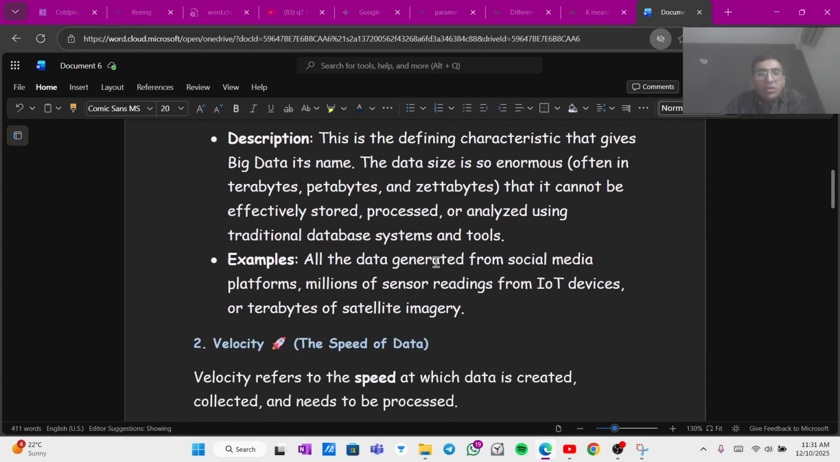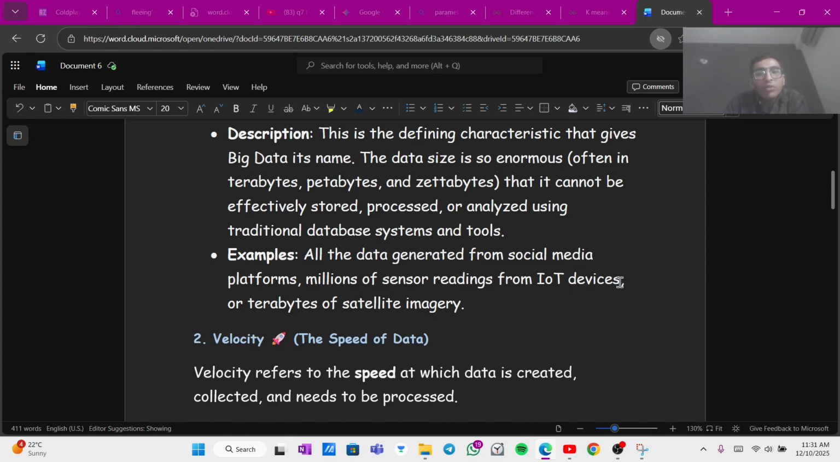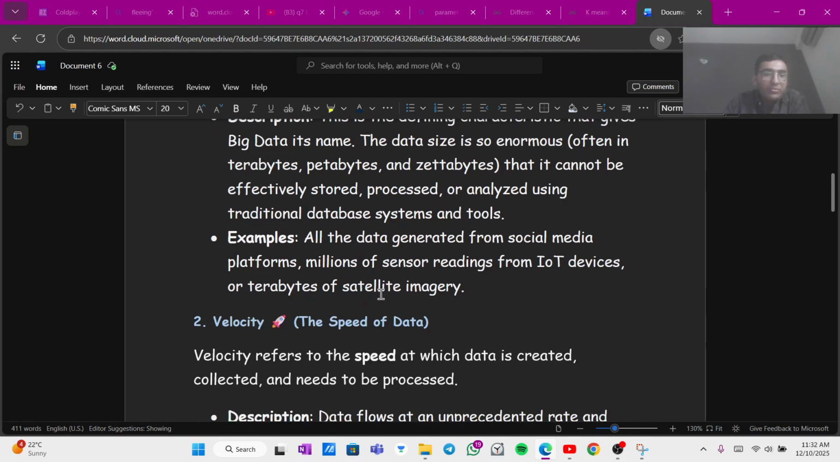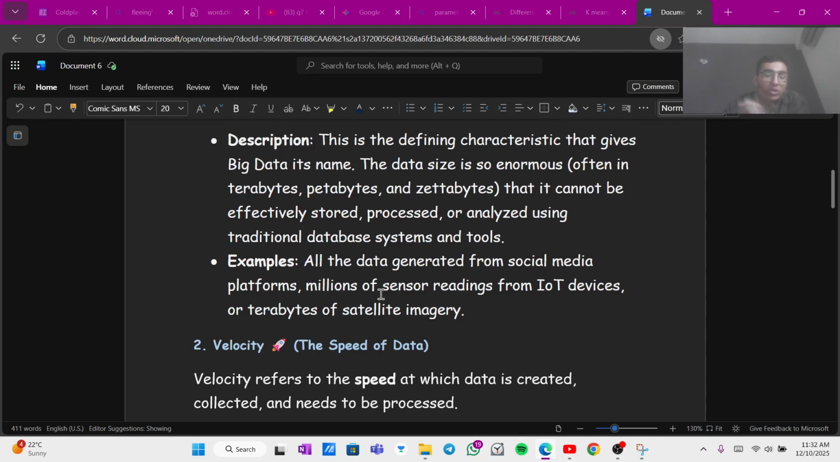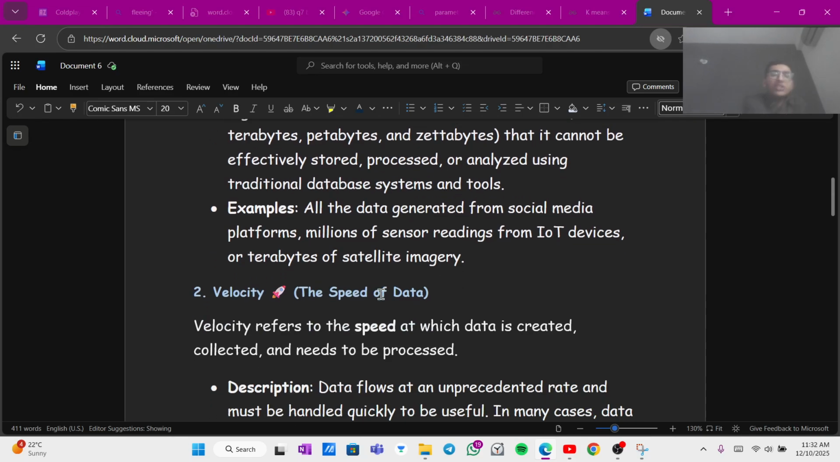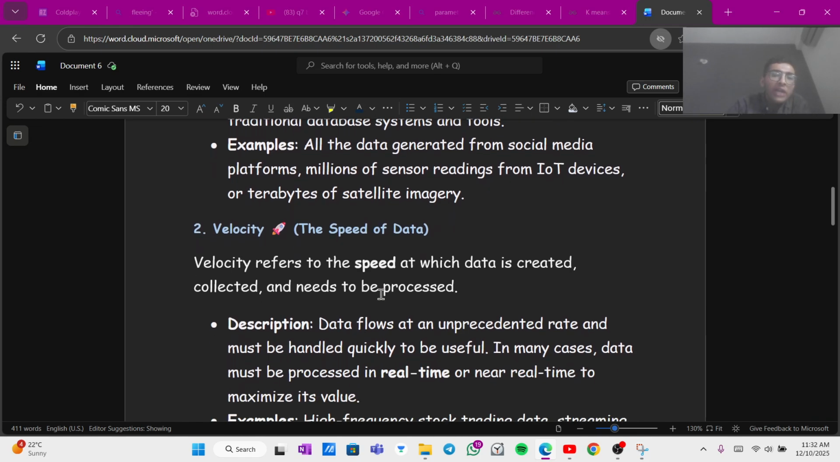For example, all the data generated from social media platforms, millions of sensor readings from IoT devices, or terabytes of satellite imagery. Okay, so the first V was volume. The second V is velocity. Large volume data is coming with great velocity. Velocity refers to the speed at which data is created, collected, and needs to be processed.